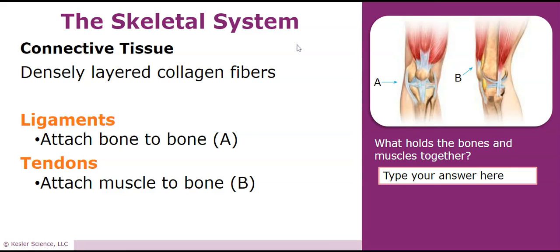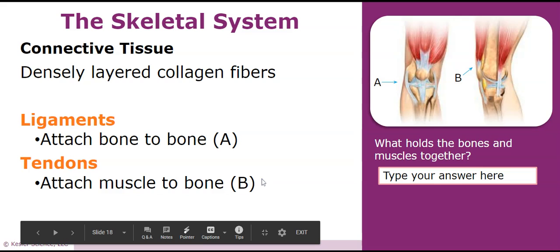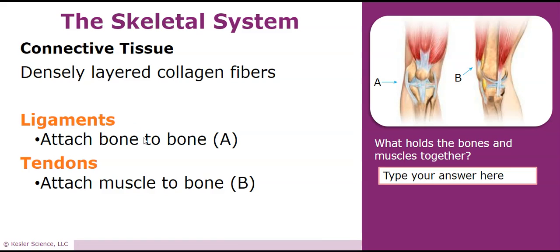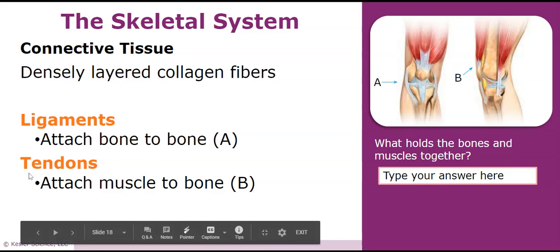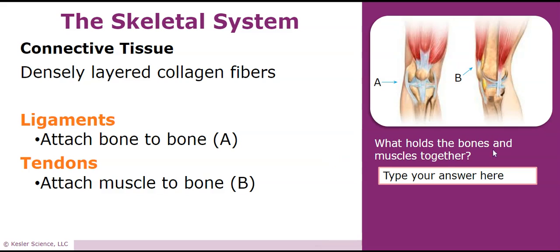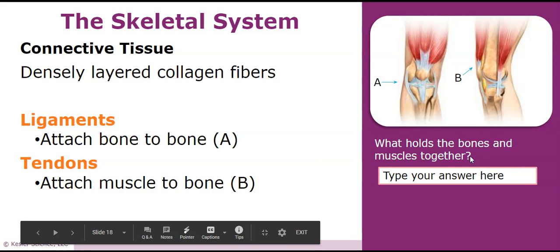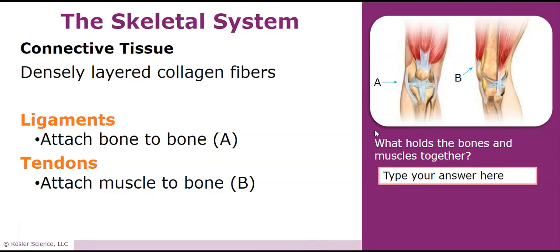Someone on the input stations, when we did these last week, called ligaments bone glue and called tendons muscle bone glue. So I thought that was a really cool way to remember these. So if you can remember that a ligament is bone glue, it connects bones. And then tendons are muscle bone glue. They connect muscles to bone. So pause this for just a second and answer the question, what holds the bones and muscles together?